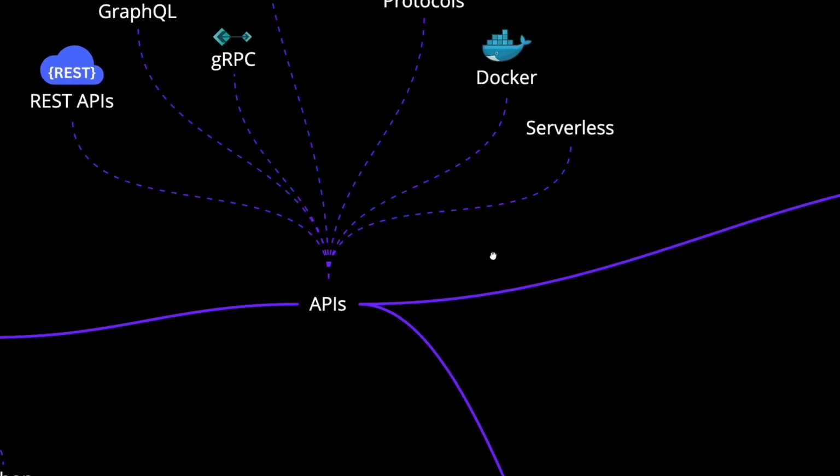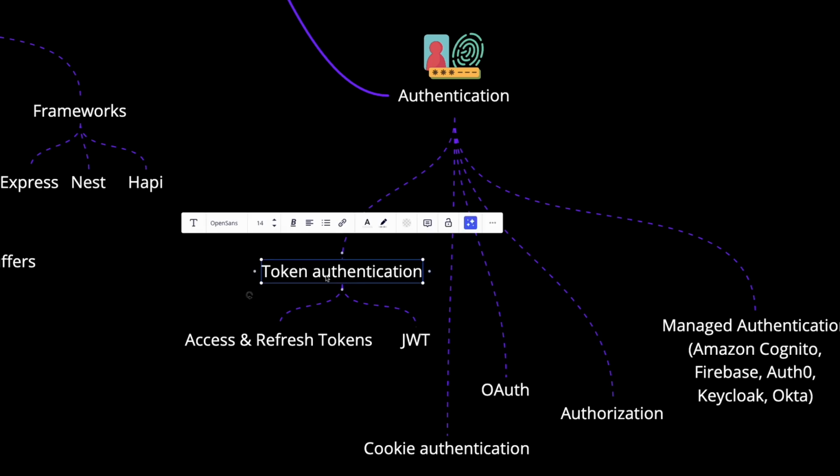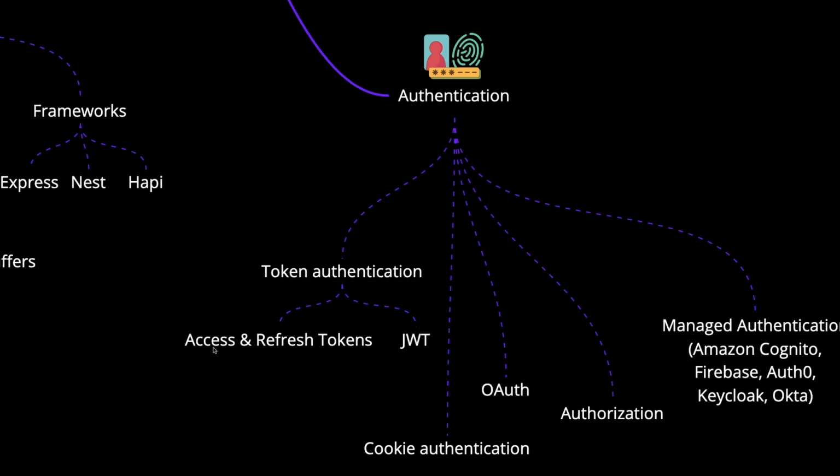So after getting familiar with APIs, the next important part of backend server is how you authenticate the users. The most common type is token authentication, which is a stateless method where the user is authenticated via tokens, and this can be further divided into access and refresh tokens. Access tokens are used to make authenticated HTTP requests, and refresh tokens are used to obtain new access tokens without having to authenticate again. Then we have JWTs, JSON Web Tokens, which are compact tokens representing claims to be transferred between two parties, allowing for secure information exchange.